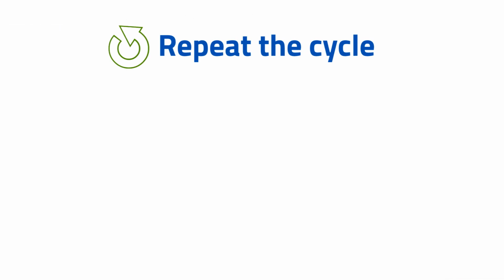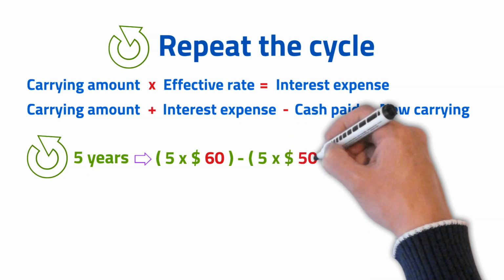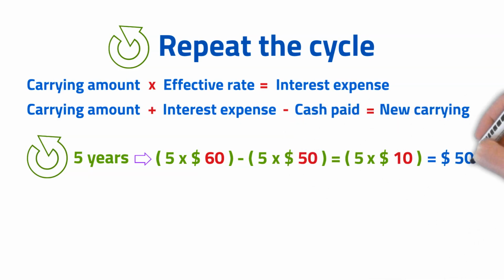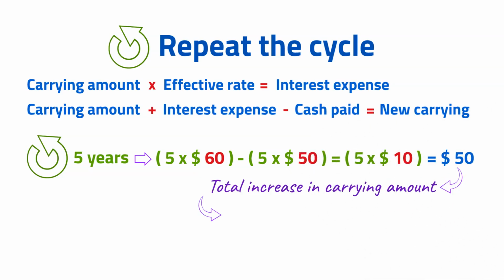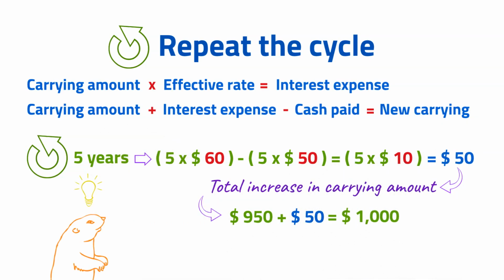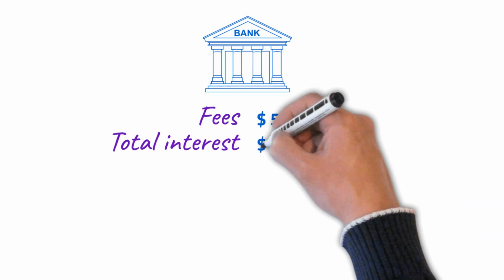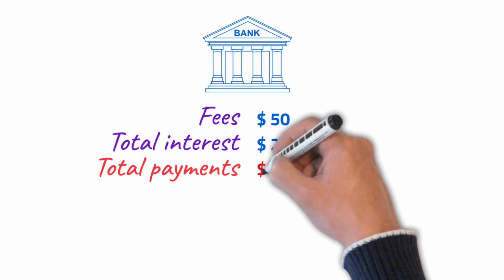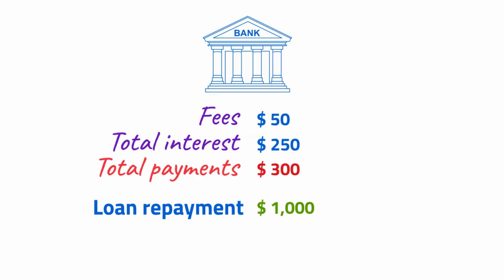If we repeat the cycle for 5 years, we will have 5 times 60 effective interest expense, 5 times 50 of actual cash payment, and 5 times 10 equals 50 increase in the loan liability. So, by the end of year 5, our loan liability will increase from 950 to 1,000, exactly the amount we need to repay. So, in the end, this complicated accounting will capture that we have paid $50 in fees, $250 in actual cash interest payments, which together are $300, and finally pay back $1,000 of the loan to the bank. Not easy, right? But this is a very important topic in accounting, so take time to understand it.